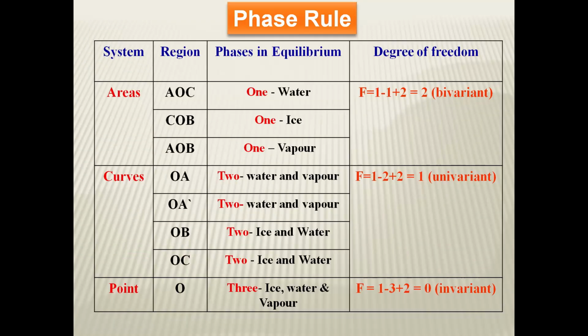Now if I summarize all the areas, curves and points in a single table, mentioning their corresponding phases and their corresponding degrees of freedom, it can very well be summarized. This will be really helpful to you. Rather, once you go through the video, you should be able to evaluate this table on your own, that along the curve AOC, what are the phases, along the curves, what are the phases, and what are the degrees of freedom. So this is the summarized table of already discussed concepts.